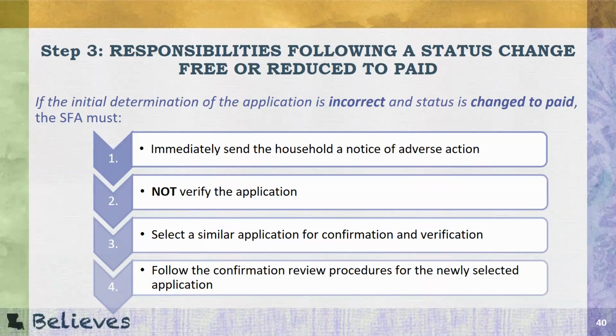The responsibilities following a status change, free or reduced to paid. If the initial determination of the application is incorrect and status is changed to paid, the SFA must immediately send the household a notice of adverse action, not verify the application, select a similar application for confirmation and verification, and follow the confirmation review procedures for the newly selected application.